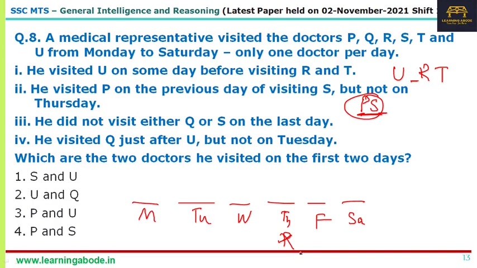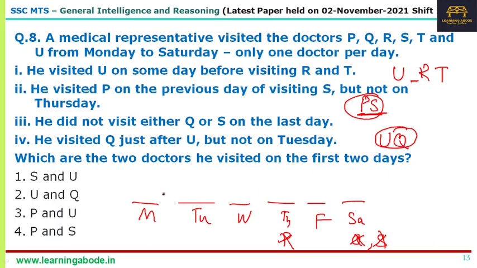Okay, so P and S together, consecutive days, but P not on Thursday, and he did not visit either Q or S on the last day. So Q not on Saturday, right? And S also not on Saturday. He did not visit either Q or S on the last day is done. And he visited Q just after U, but not on Tuesday, right? So U and Q are together, right? U and Q are together.